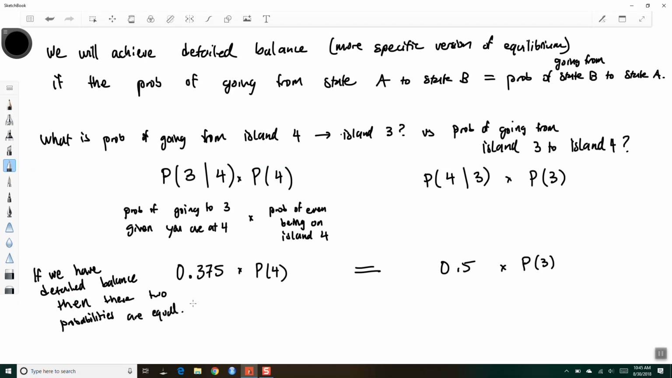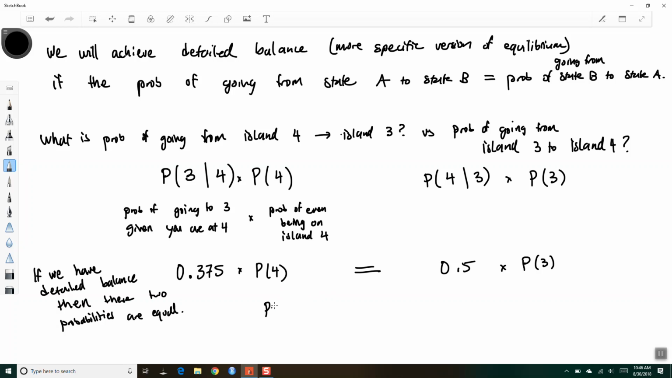Right? So the probability of going to island 4 from island 3, we're going to say is equal to the probability of going to island 3 if you're at island 4. Okay, so if 20 people are going this way, then 20 people are going the other way, all right? And if that happens, then we are at equilibrium, okay?